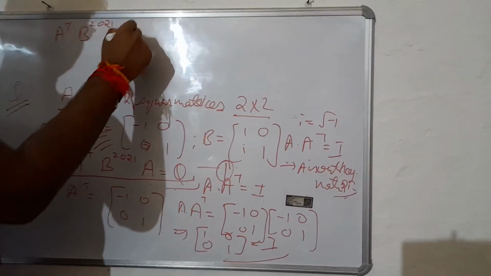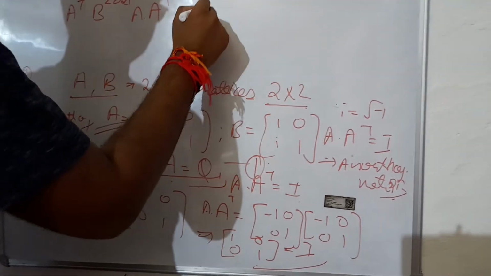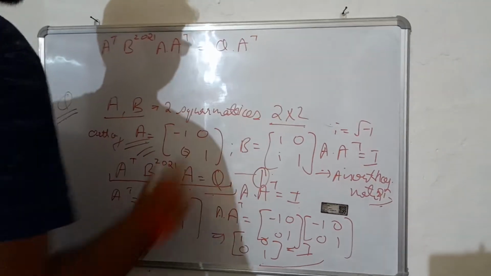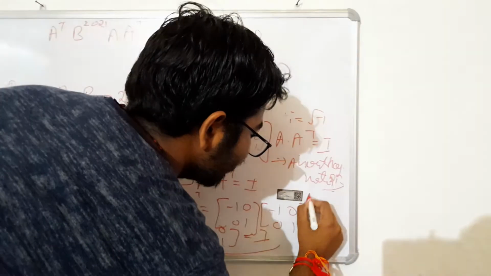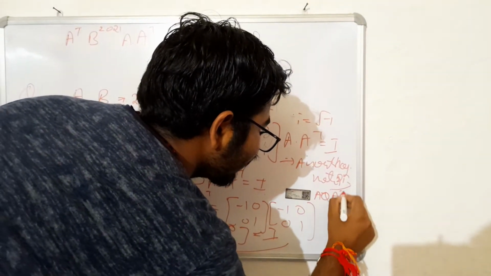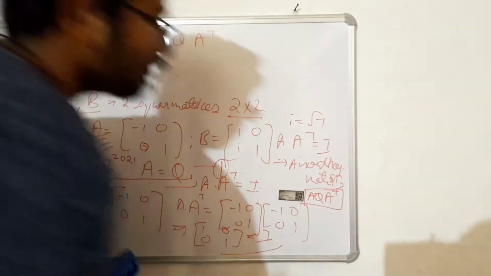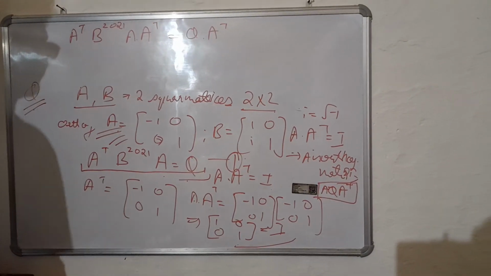A into A transpose. This will come out to be Q into A transpose. Right? What is our aim? Our aim is to find AQA transpose. Keep this aim in mind. We have to ultimately find this matrix. What will be this matrix?